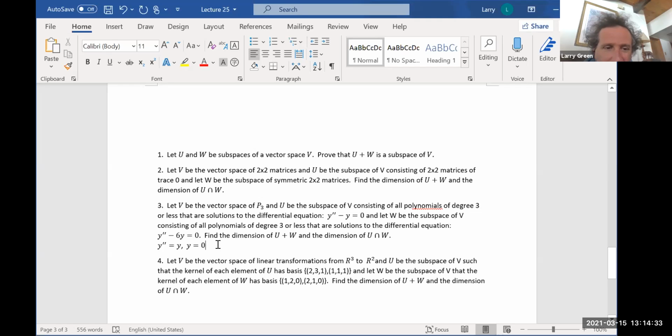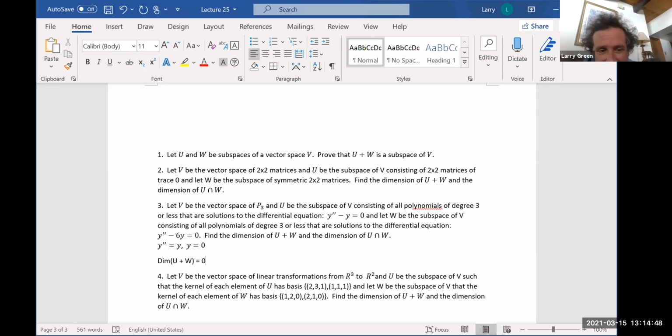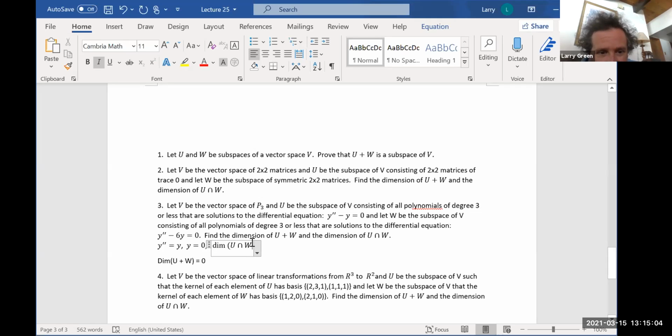Right? So what's the dimension of U plus W? 0. Yep. What's the dimension of U intersection W? 0 as well. Yep. So the dimension of U intersection W is also 0. So that's a little tricky because there's nothing there. It's a little too easy.